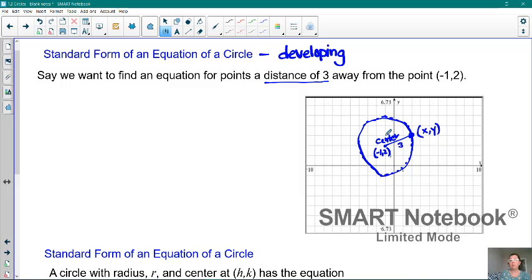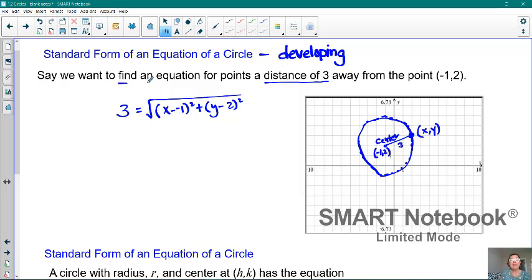So let's use the distance formula. The distance is 3, so the distance is equal to the square root of, and remember the distance formula, x minus x squared, y minus y squared, okay? So this stands for any general x and y. It could be anywhere 3 units away from -1, 2. So x minus -1, quantity squared, plus y minus 2, quantity squared.